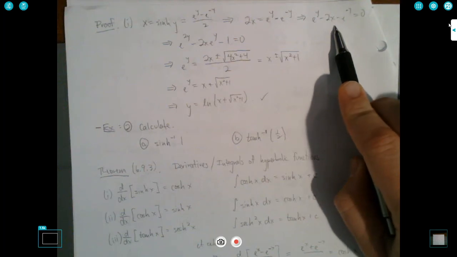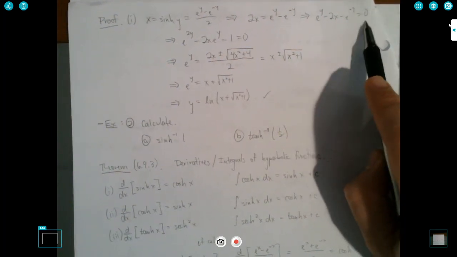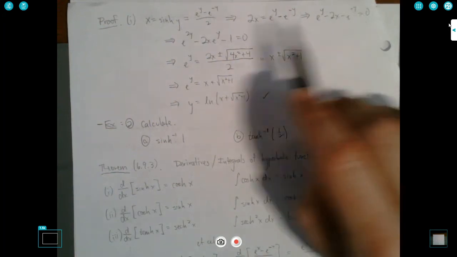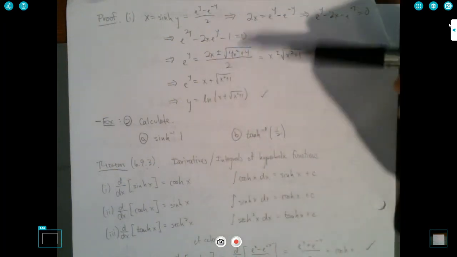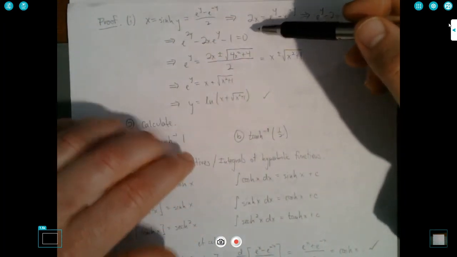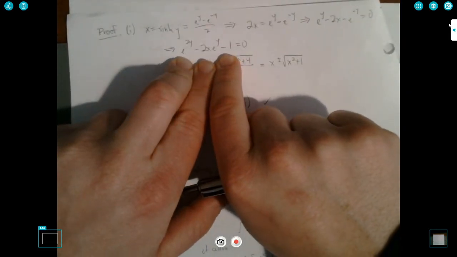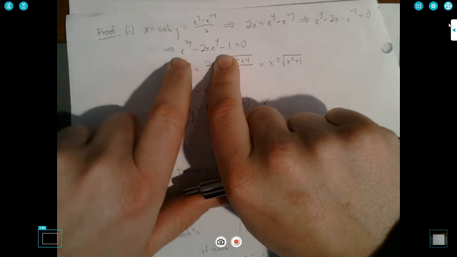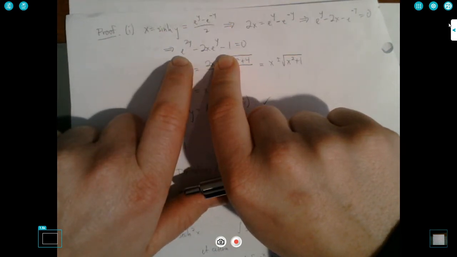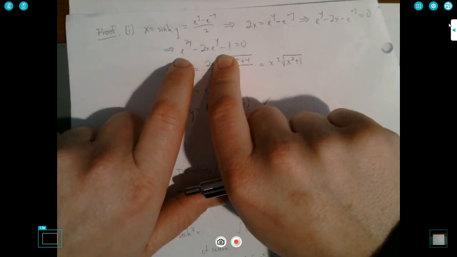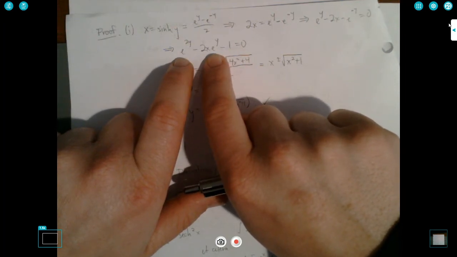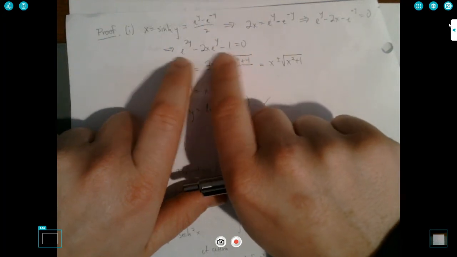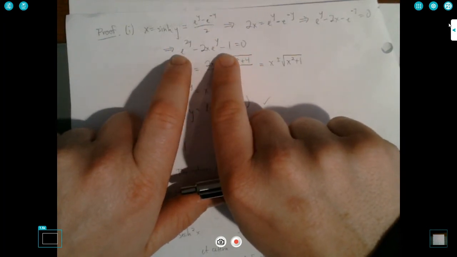And then finally, I can multiply this equation through by e to the y power. If I do that, I get e to the 2y minus 2x times e to the y minus 1 equals 0. And now here's the tricky part, right? Here's the cool part. If you squint at this just right, you'll notice that this is a quadratic in e to the y. In other words, e to the 2y is the same thing as saying e to the y quantity squared, right? So here you have e to the y squared minus something times e to the y to the first power minus a constant. Well, that's just a quadratic in e to the y.